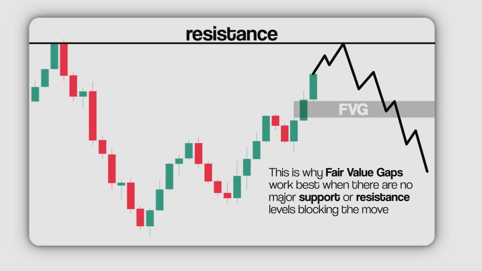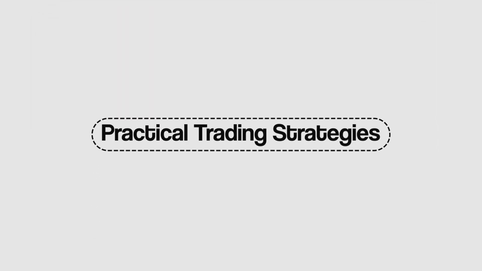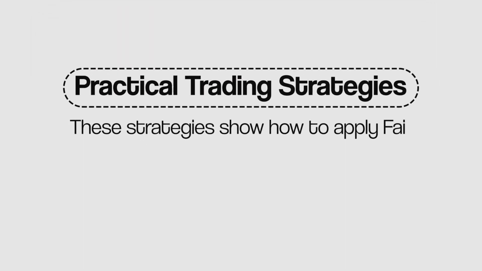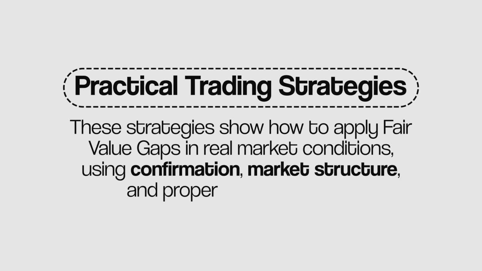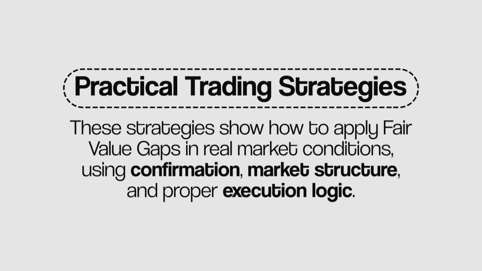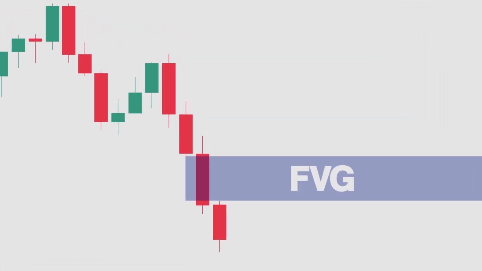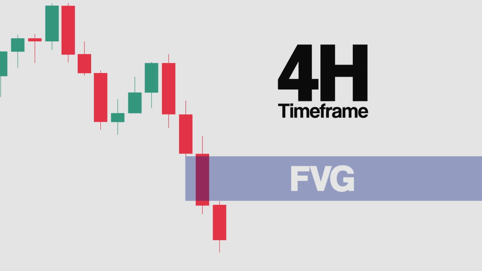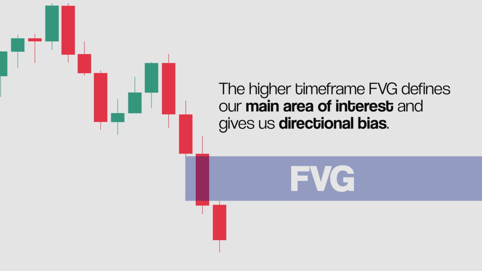Now that you understand what criteria make a fair value gap valid, let's move on to practical trading strategies. These strategies show how to apply fair value gaps in real market conditions using confirmation, market structure, and proper execution logic. The first strategy: on this chart, we see a bearish fair value gap formed on the 4-hour time frame. The higher time frame fair value gap defines our main area of interest and gives us directional bias.